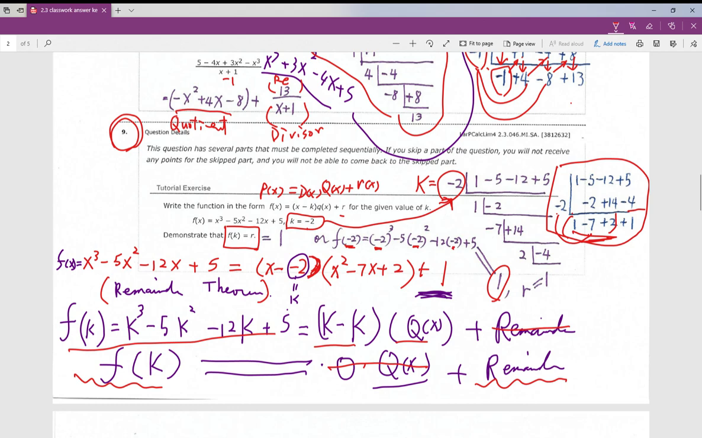So I'm going to end this video right now, and then next video we are starting from number 10, and then we try to apply the remainder theorem to something more important.